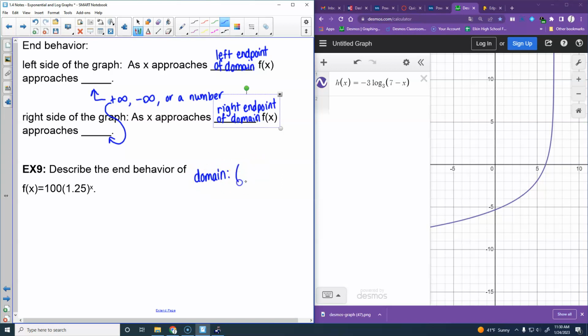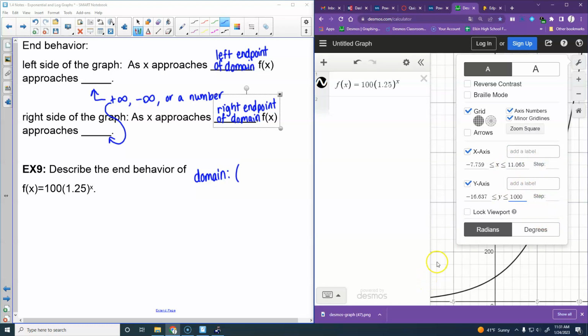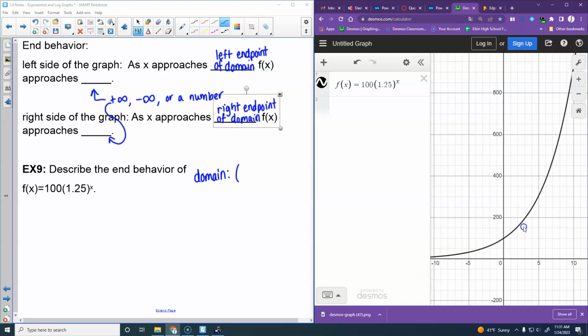And your domain for an exponential, what is our domain for an exponential? All real numbers. Okay, I can't see it, but it's because these numbers are so big. So let's make this larger. There we go. Now we've got a graph. So my domain is from negative infinity to infinity here.